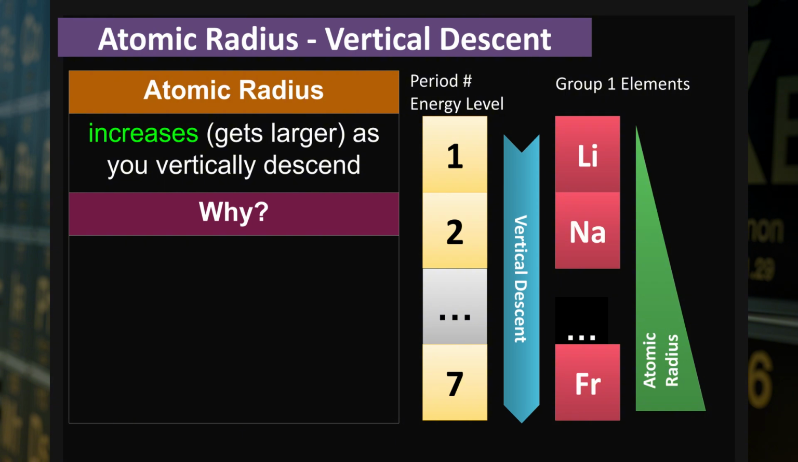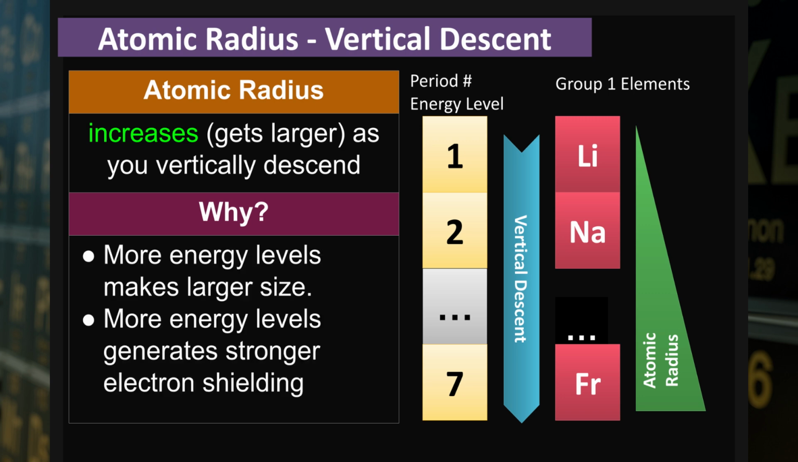Why does this happen? Simple, it's because there are more energy levels that make the atom larger in size. Because electrons tend to repel each other, the more electrons there are, the more likely they are to push each other away from the center of the atom.